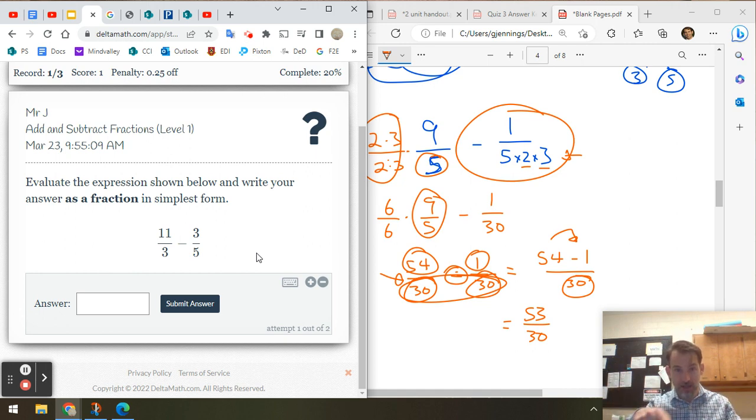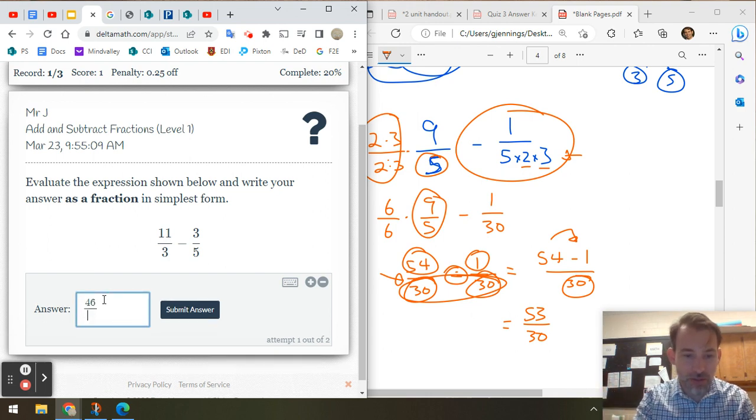This one, I actually have to add in a factor 5 on the 11 over 3. So that becomes 55 over 15. And on the other side, I have to add in a factor 3. So that becomes 9 over 15. So I have 55 minus 9 over 15. 55 minus 9 is 46. 46 and 9 don't share factors because 46 is not divisible by 3. So there, final answer.